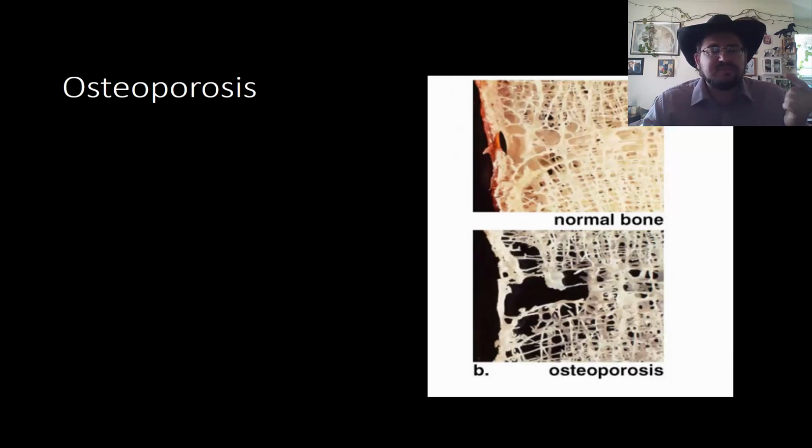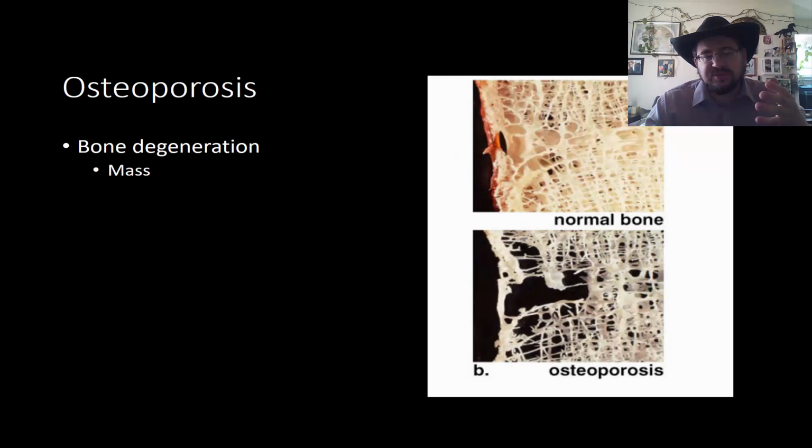Osteoporosis is bone degeneration. So in osteoporosis, you literally lose bone mass. So here's normal bone right here, and this is bone affected by osteoporosis. And you can see we've got big, wide open spaces where we've literally lost bone. So osteoporosis is where your bones are losing mass, losing density, and that increases your risk of fracture.